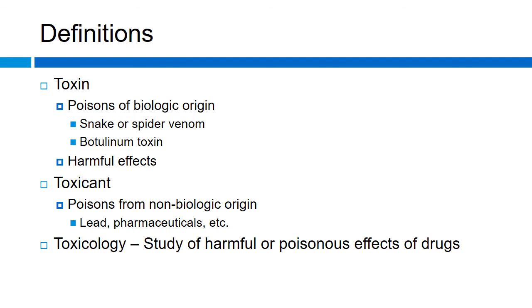Toxicant is going to refer to anything that is non-biologic in origin. So if you think about things like lead, pharmaceuticals, anything the body's not used to that's not biologic in origin, would be considered a toxicant. You'll hear me interchange the two terms, but just for completeness' sake, here's the actual definition there.